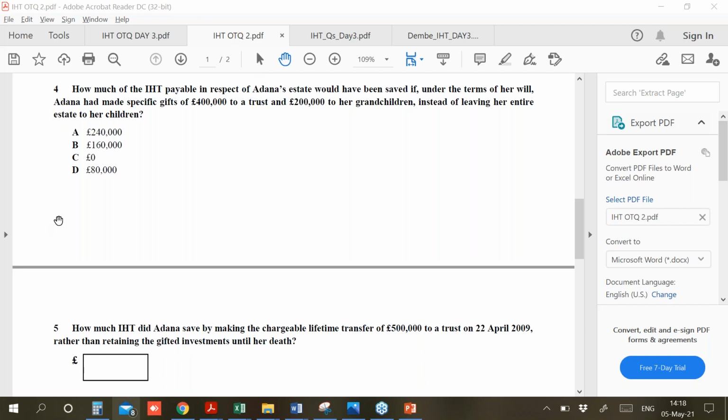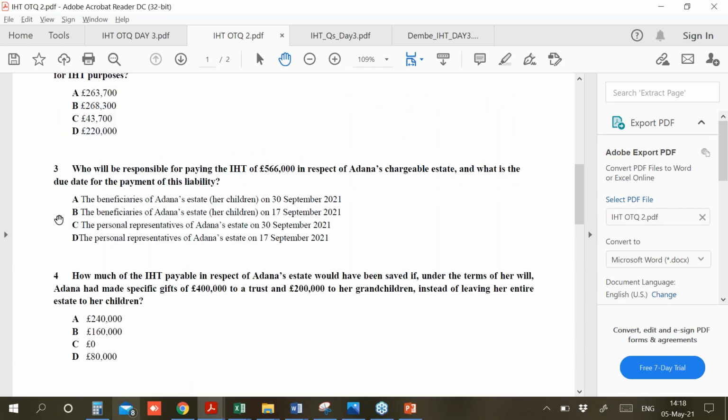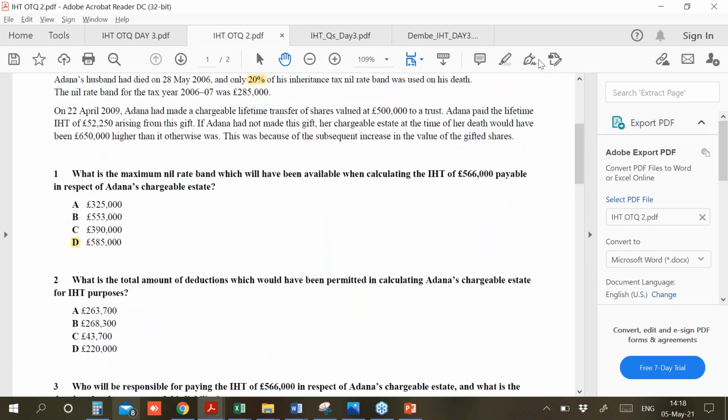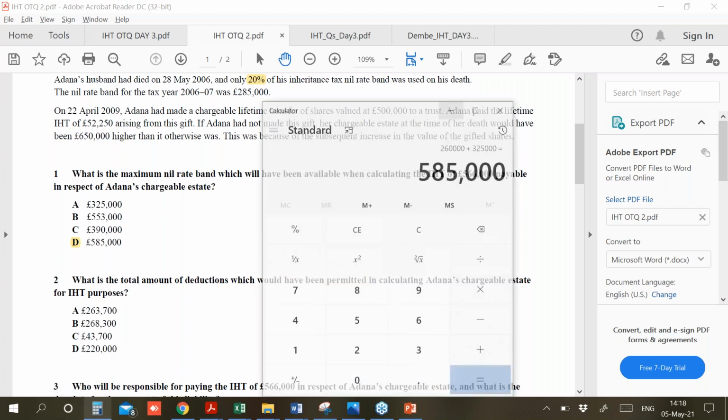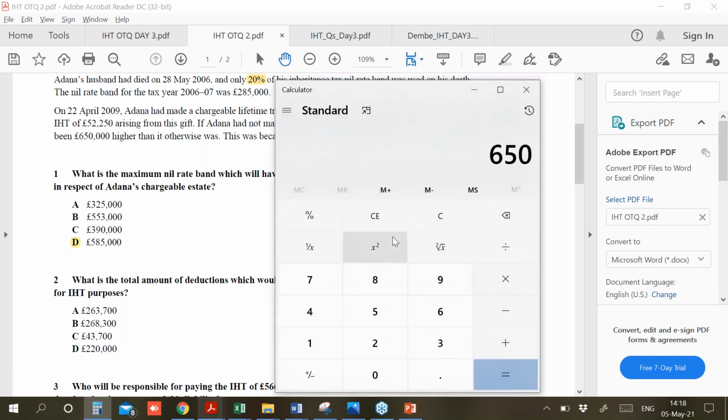So, what was the value at the death of the shares? If we look at the question, it has been provided that on her death the shares would have been 650,000. So rather than 500,000, she would have to pay tax on 650,000. So I can tell her that if she had retained the shares, she would have to pay 40% of 650,000, that is 260,000.